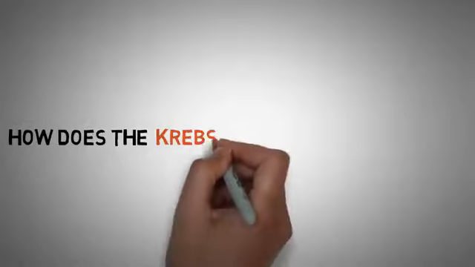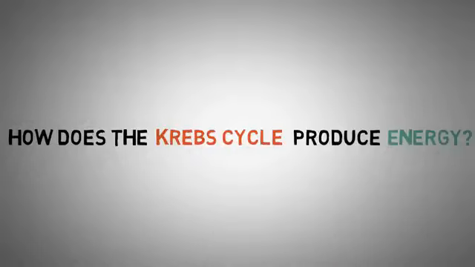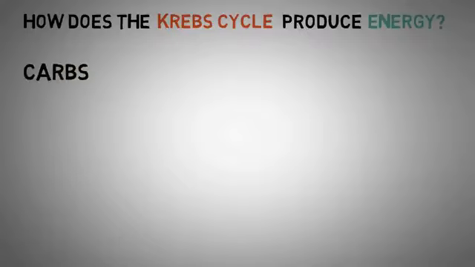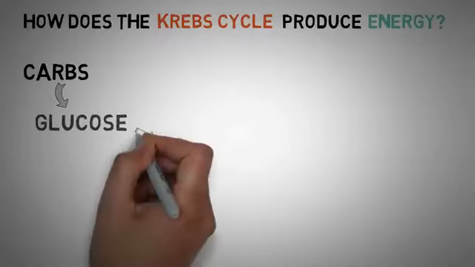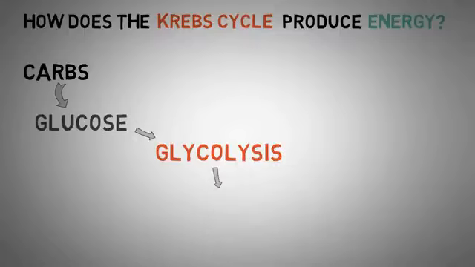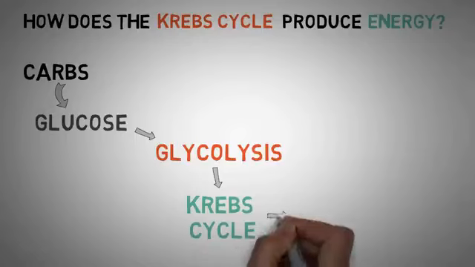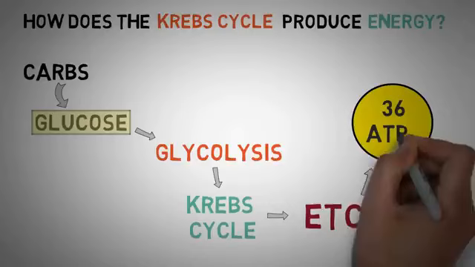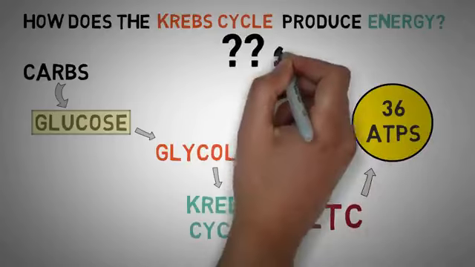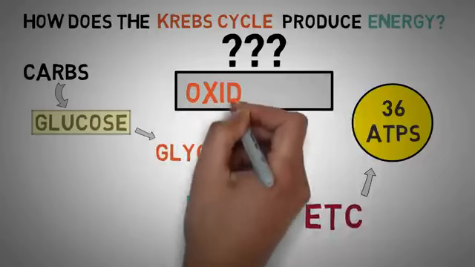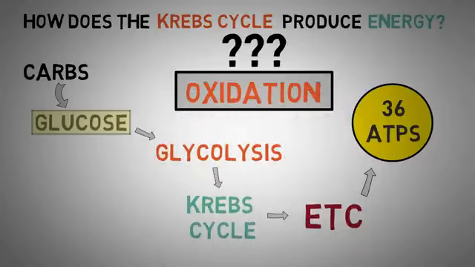Now the next important concept is how does the Krebs cycle produce energy? For this, let's take the example of metabolism of carbohydrates again. We get simple sugars at the end of digestion of carbohydrates, like glucose, right? And after this, glucose undergoes all the metabolic pathways like glycolysis, Krebs cycle, and electron transport chain. One molecule of glucose produces approximately 36 ATPs. But where does this energy come from? The single-word answer to this question is the chemical process of oxidation.